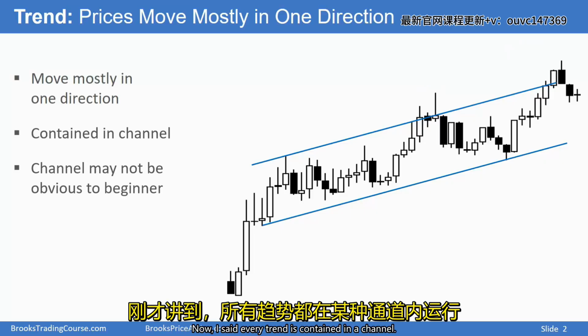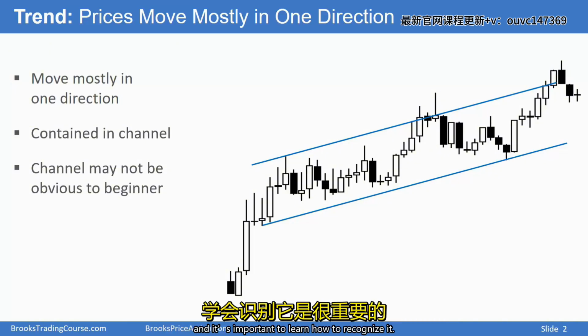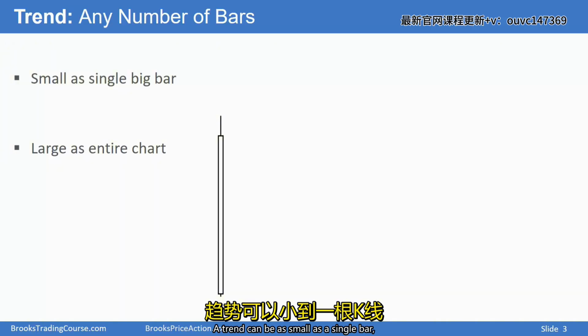Now, I said every trend is contained in a channel. The channel might not be all that obvious, but it's there, and it's important to learn how to recognize it. This is a bull trend bar. A trend can be as small as a single bar, and it could be as large as the entire chart.